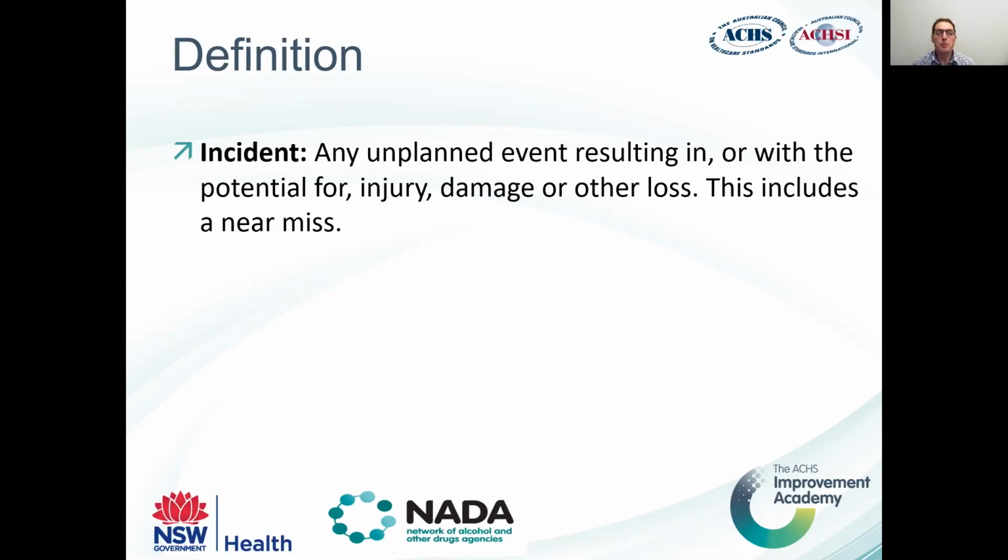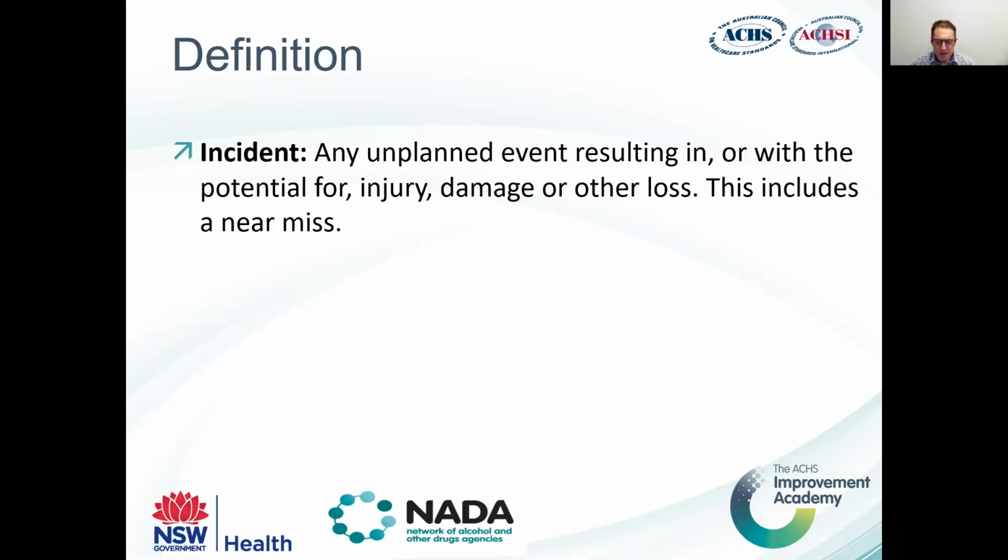So it may be that a client has an overdose and they don't get harmed, but if we look at it from a systems perspective, there may be areas where we can prevent that overdose occurring or being detected early. So it's not just those incidents that result in harm. So that's why we're explicit about saying it's a near miss.